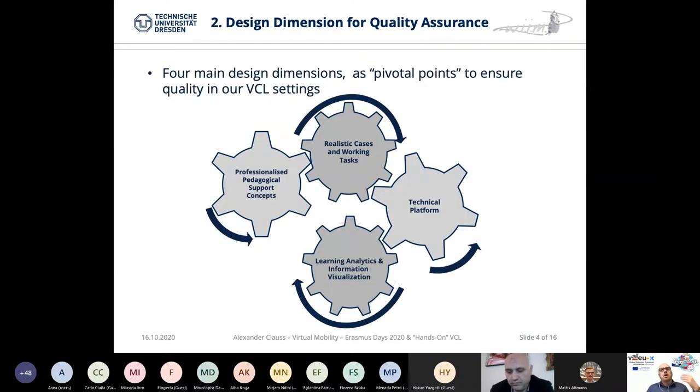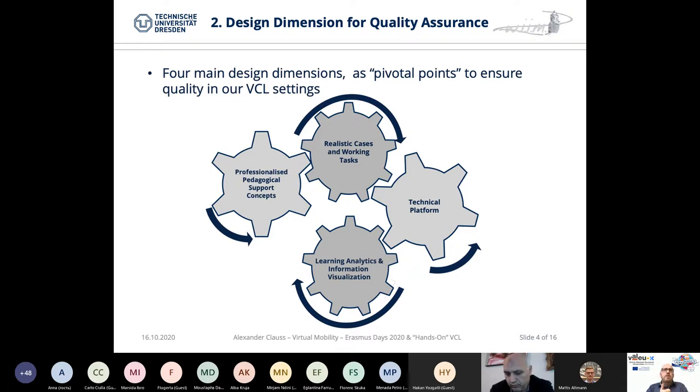Moving on to our already introduced VCL concept. In our VCL concept, we followed, like Professor Schupp and my colleague Matthias Altmann already mentioned, four main design dimensions that we use as pivotal points to turn on and ensure the quality in our settings.